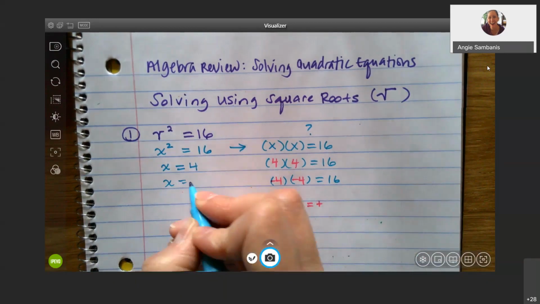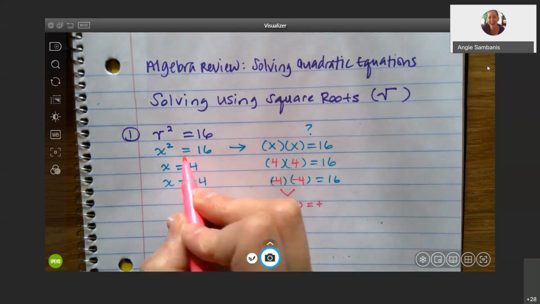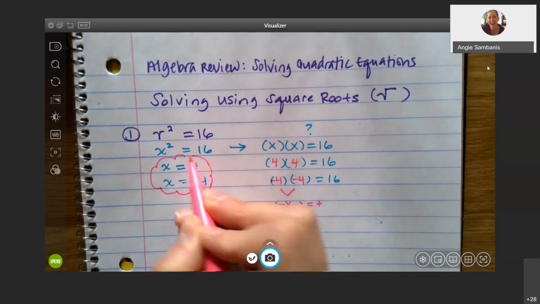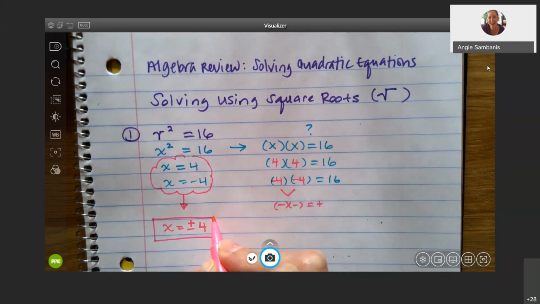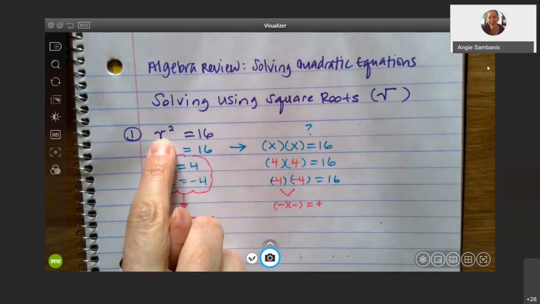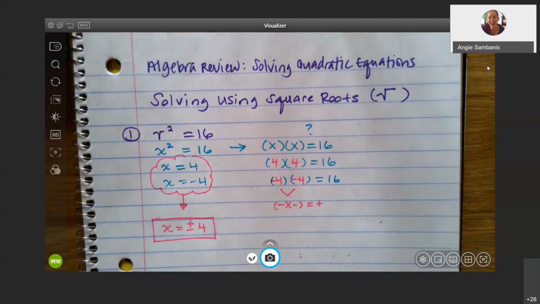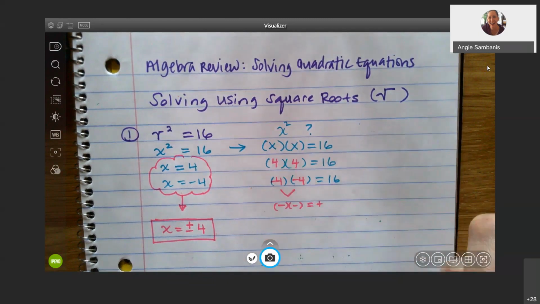So for quadratics, we're going to notice that we're going to have 2 possible solutions to our quadratic equations. And how we can write this is x equals positive and negative 4. Now, somebody said, how about 8 and 2? Remember, we're saying what squared is 16? What times itself? That's what square means, right? Remember what x squared means. X squared means x times x. So what times itself is 16?